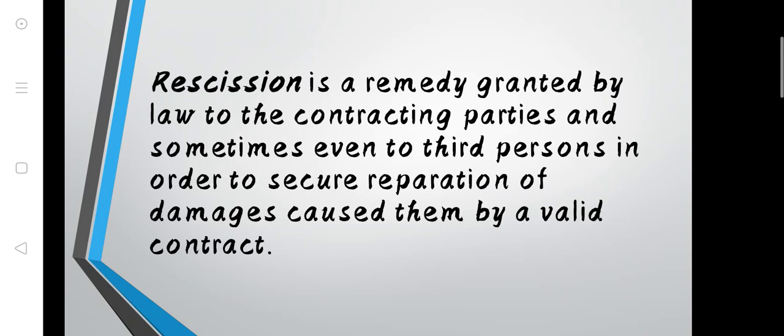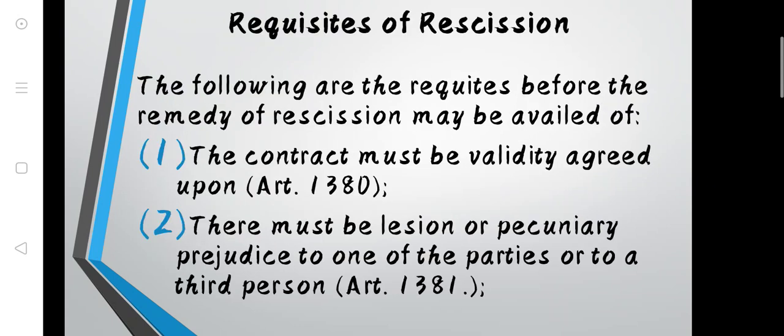Pag may damage yung contract, ito yung cancellation of valid contract. When the agreed parties rescind, the contract will cancel or terminate. Next, requisites of rescission. The following are the requisites before the remedy of rescission may be availed of. Number 1, the contract must be validly agreed upon, Article 1380. Those validly agreed upon because all the essential elements exist and therefore legally effective.